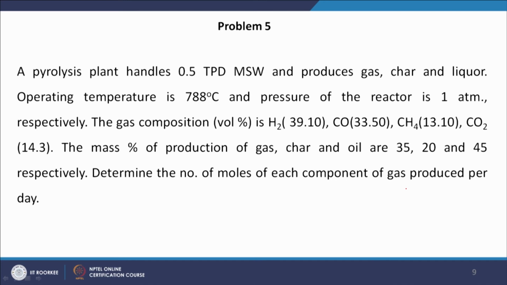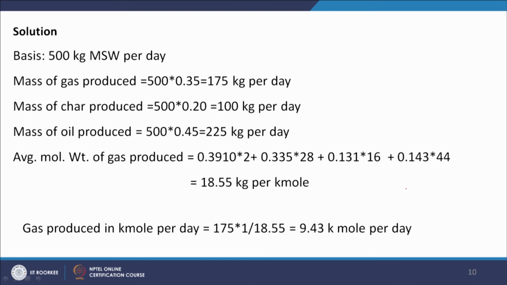This is a problem related to pyrolysis of MSW. Here we take a basis of 500 kg MSW per day. Mass of gas produced is 500 into 0.35, that is 175 kg per day. Mass of char produced is 20%, so 500 into 0.20, that is 100 kg per day. Mass of oil produced is 45%, so 500 into 0.45, that is 225 kg per day.